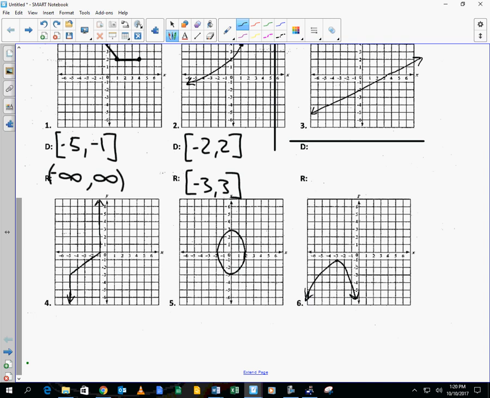And how about this guy right here? We've got domain is going to be negative infinity to infinity. But what's the range? It's negative 1. Now, some people might have a mistake here. Instead of writing negative 1, what do you think they would possibly write instead? Negative 3. But that's the x value. We want the y value. Okay, flip it over.